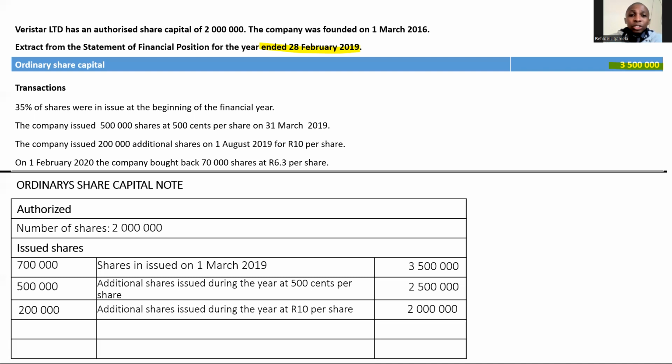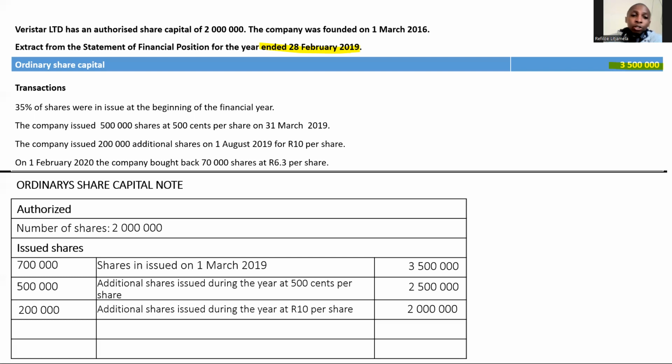On the 1st of Feb, which is at the beginning of the month, the Feb month, which also is the end of the financial year. At the end of 28th of Feb will simply be the end of the financial year. Now, all we do here, we bought back 70,000 shares at 6 Rand 60 per share. That 6 Rand 60 per share is simply the buyback price. And you cannot put the buyback price in your ordinary share capital note. The only thing that can go into ordinary share capital is the average price per share.